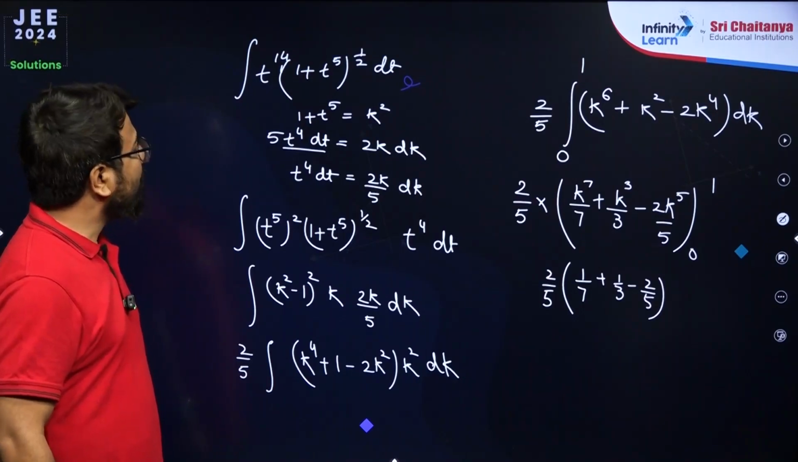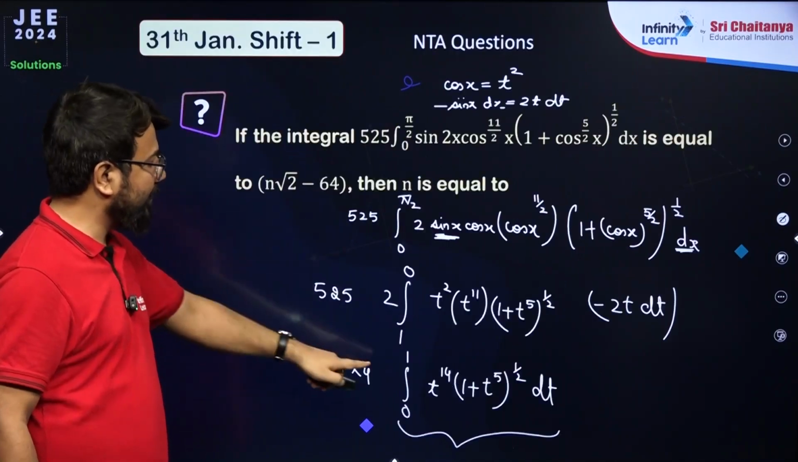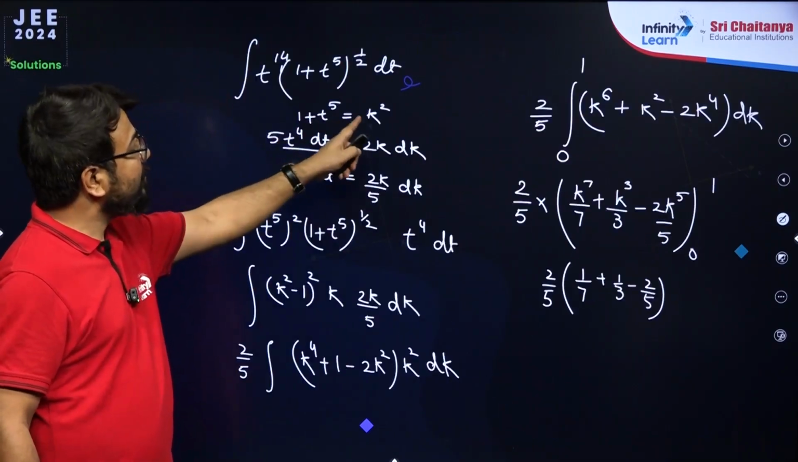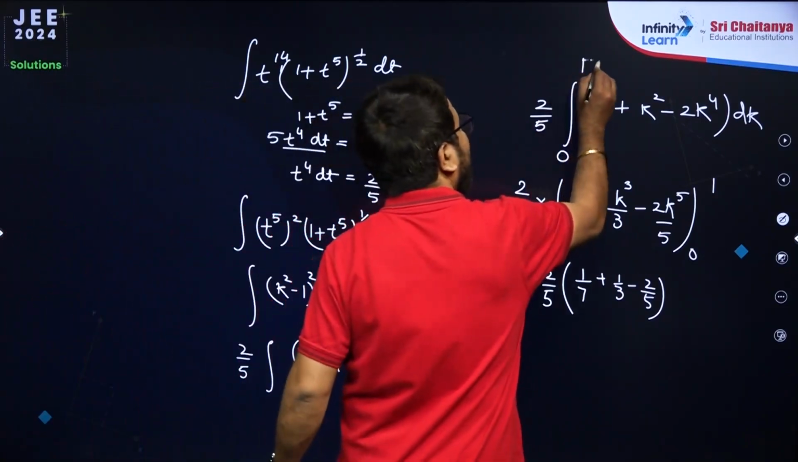Okay, I also want to tell you that if I keep the value of t as 1, because here t was 1, 1 plus 1, so k square was 2, so k will become root 2. I think here I have made an error.